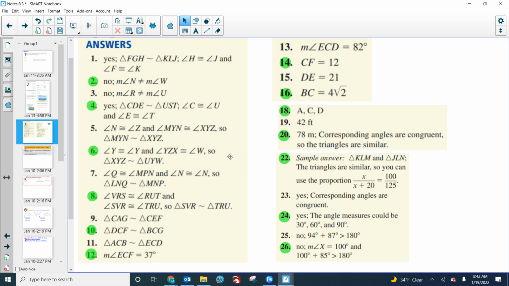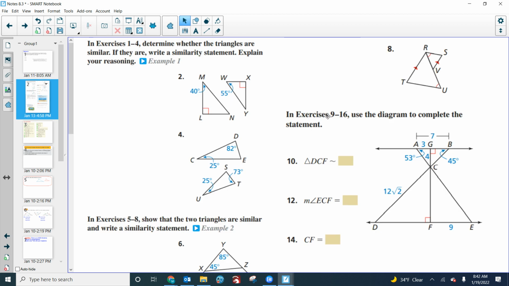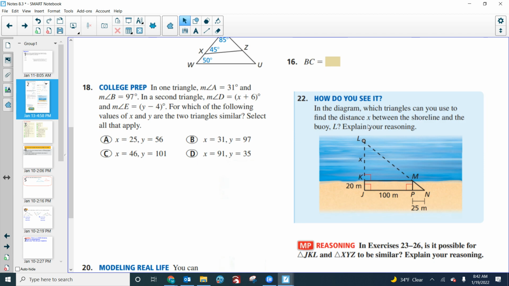Any questions from the homework? Are we okay with writing the similarity statement, getting the order of the letters correct? Okay. Checking for similarity. Why wasn't number 2 similar? They both had a 90. Yeah, and you probably should check this other angle, right? If this is 40, this one's 50. So this one would need a 40 and a 50, and it doesn't. It's a 55, so not similar. That's the kind of logic there. All right. Everybody have a chance to check the answers. Any questions on any of the problems?